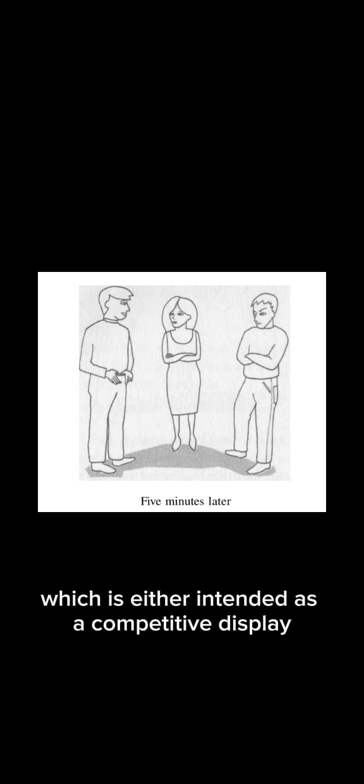He is using the thumbs in belt gesture, which is either intended as a competitive display towards the other man, in which case the attitude is aggression, or is directed towards the woman, making it a sexual display. He is also standing straighter to make himself appear bigger.